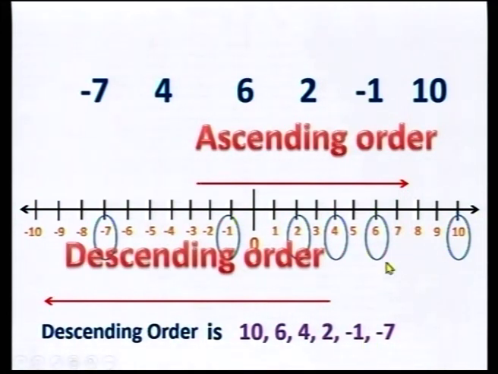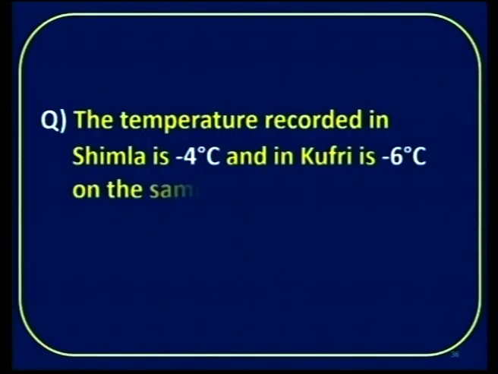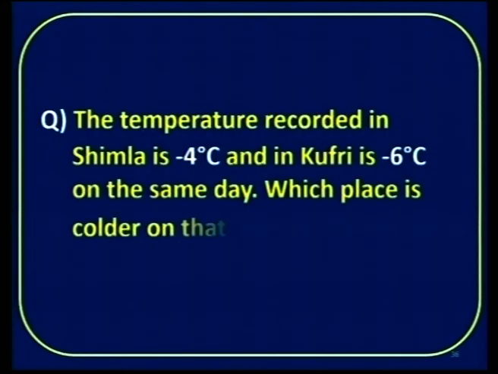Children, try to understand the descending order here. First we have to write the largest number, that is 10, next, next, next, and so on. So we have to write from right to left. Okay children, now let us solve a problem from your textbook.